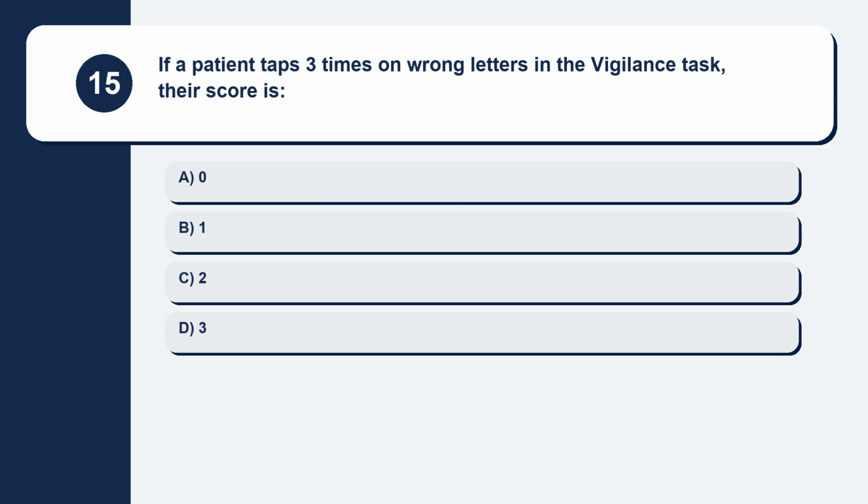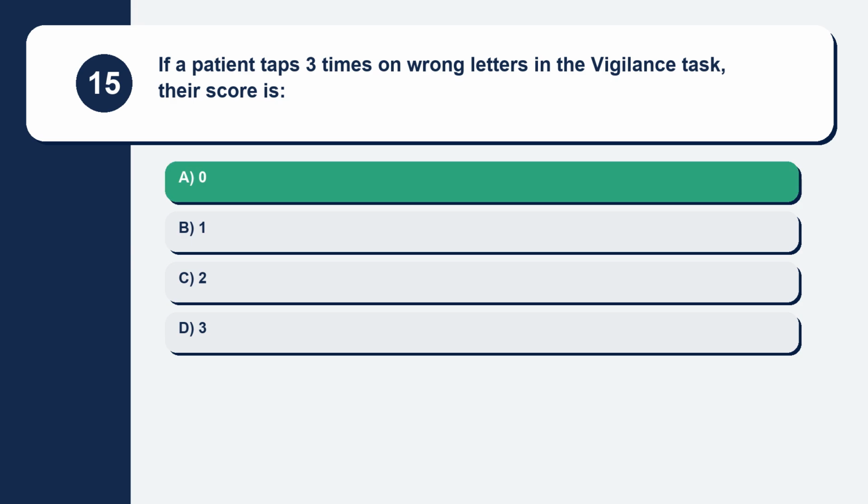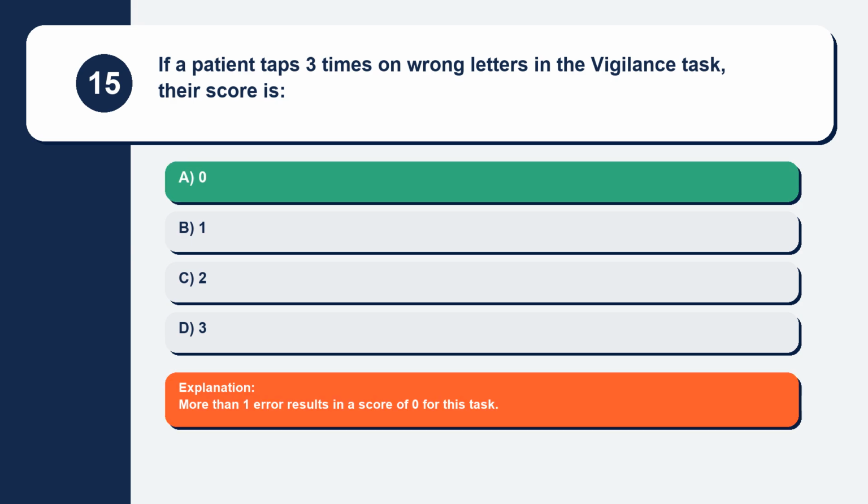Question 15. If a patient taps 3 times on wrong letters in the vigilance task, their score is 0, 1, 2, 3. More than one error results in a score of 0 for this task.